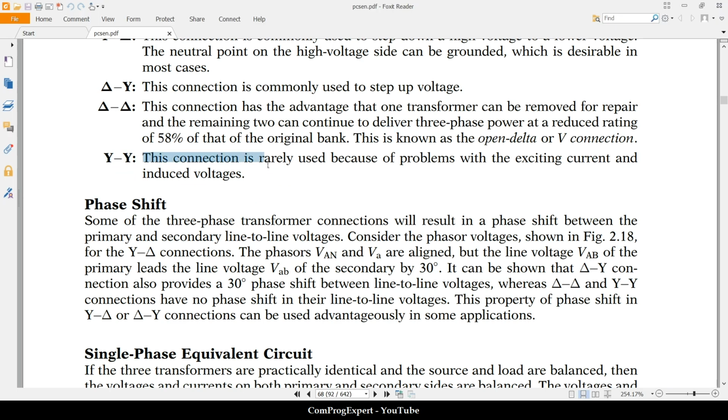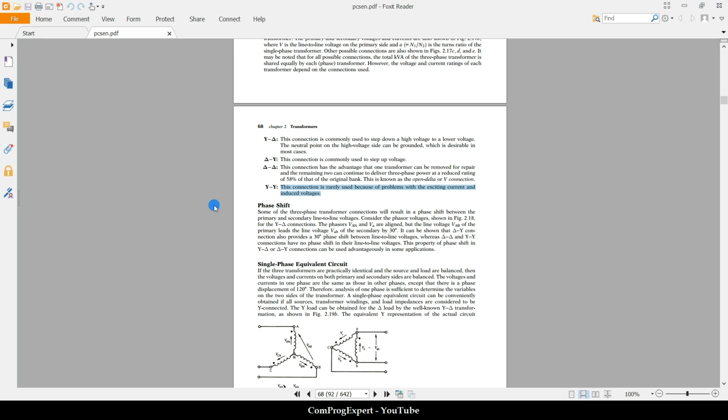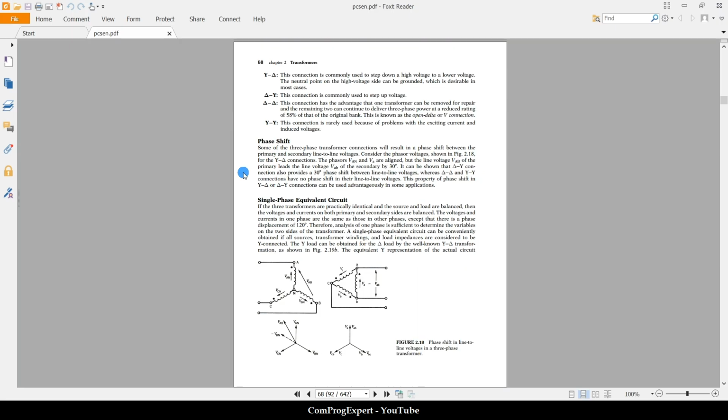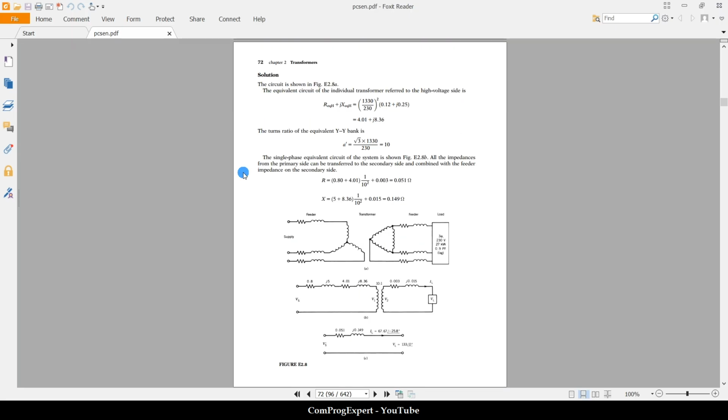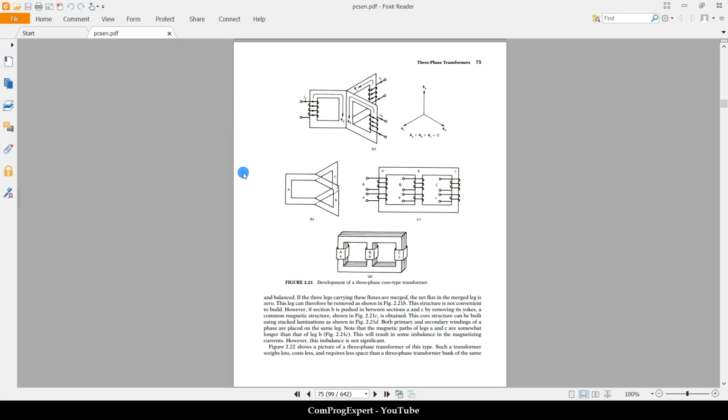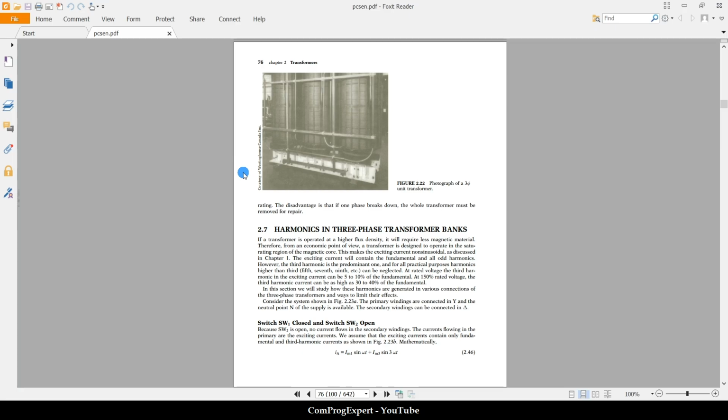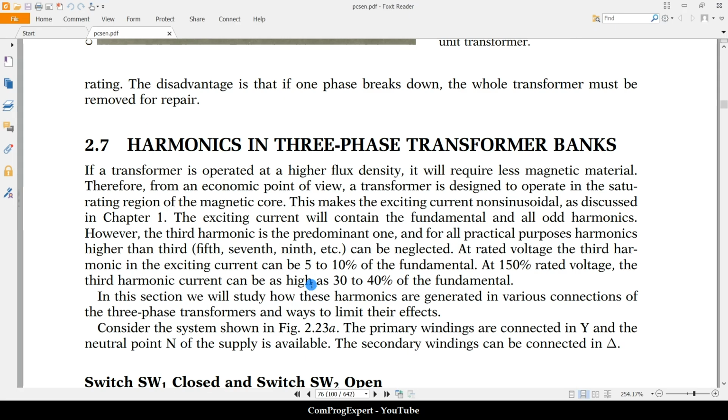This connection is rarely used because of problems with the exciting current and induced voltage. So remember this important point. Now let's review this section, harmonics in a three-phase transformer bank.